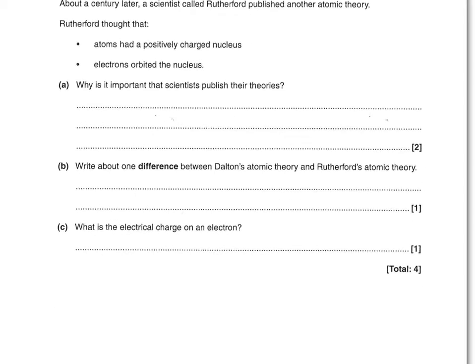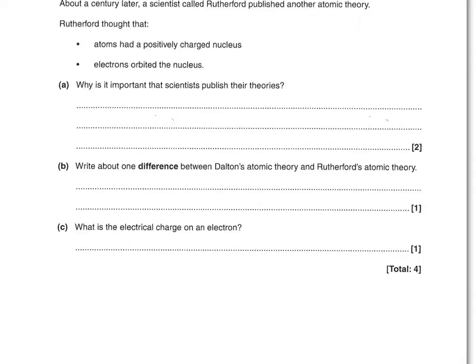So, 2 marks here, and there's 4 things you could say. You could say so that results can be replicated. You could say so further evidence can be collected, or the theory can be developed. You could say it can be checked by other scientists, or you could say so scientists get the credit that they deserve for it.